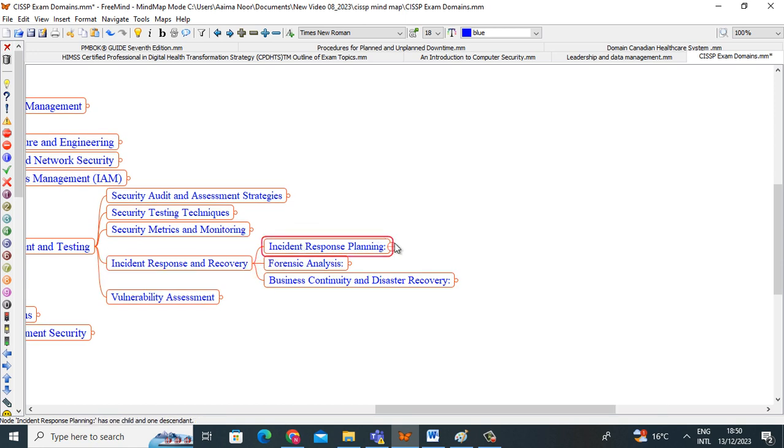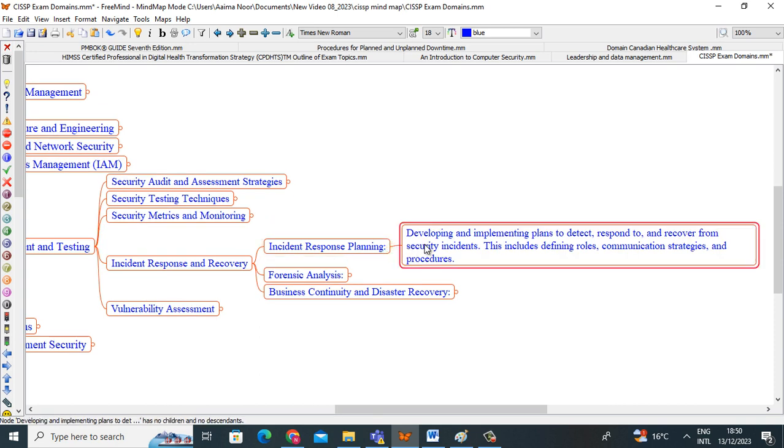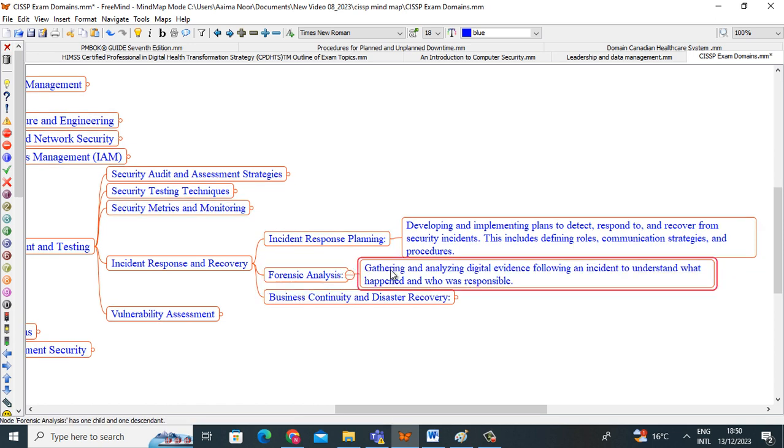Incident response planning. Developing and implementing plans to detect, respond to, and recover from security incidents. This includes defining roles, communication strategies, and procedures. Forensic analysis. Gathering and analyzing digital evidence following an incident to understand what happened and who was responsible.